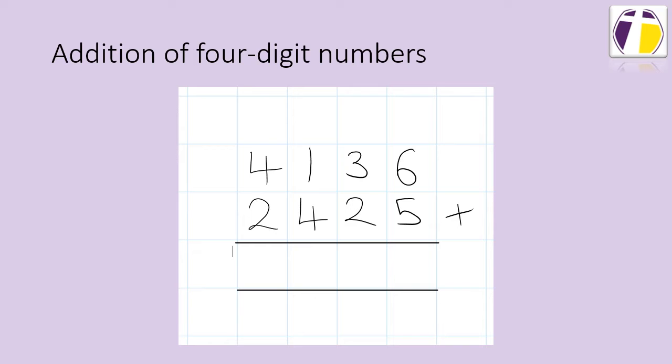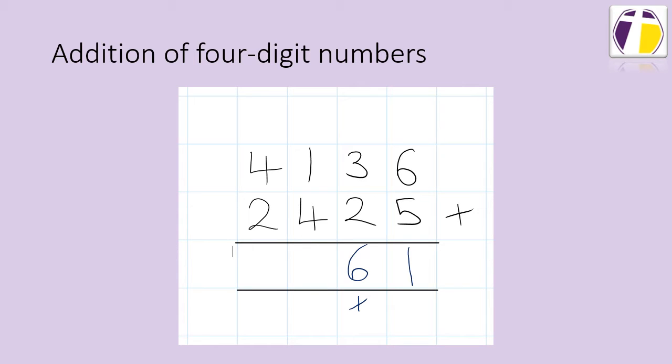2,425. So to start off with, I always must make sure I start with the ones column. So 6 add 5 equals 11. So that means I must place a 1 in the ones column and I must carry a 1 underneath the tens column. My next column I'm going to add is the tens. 30 add 20 add 10 equals 60.